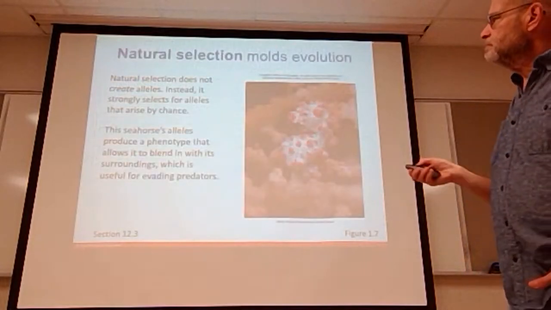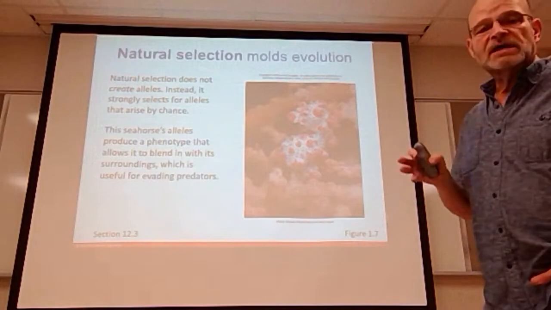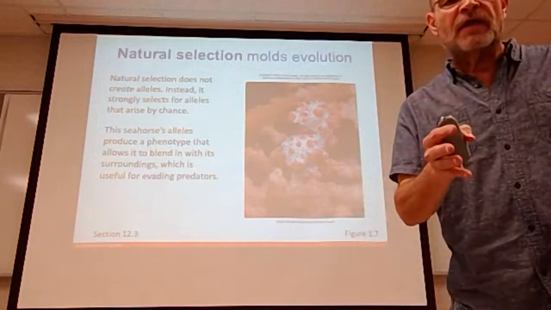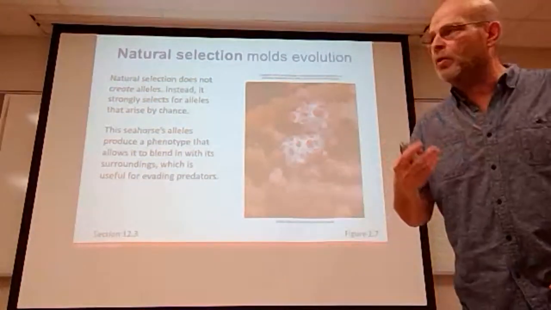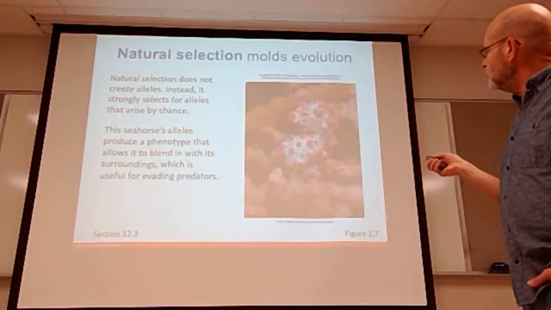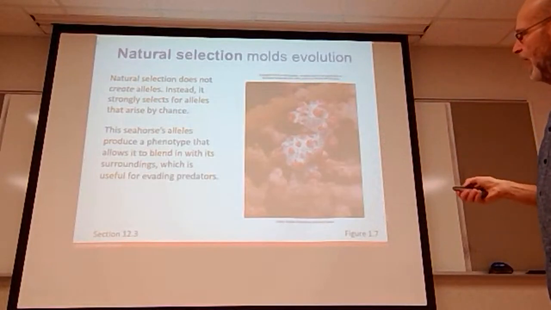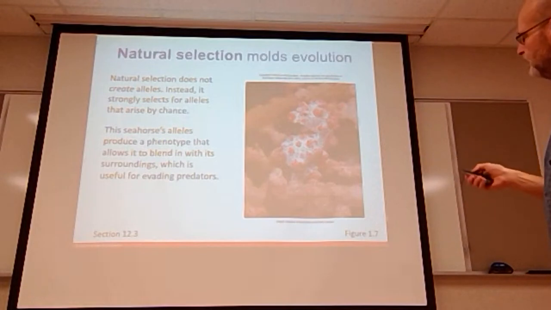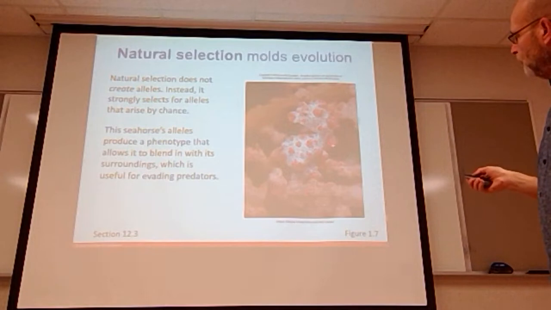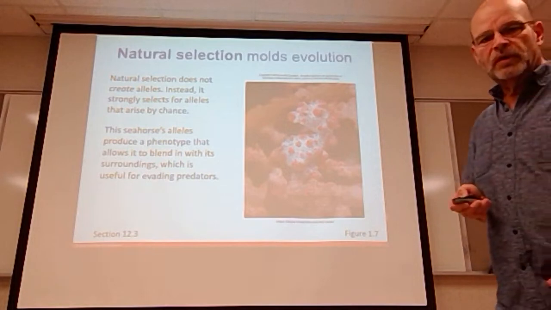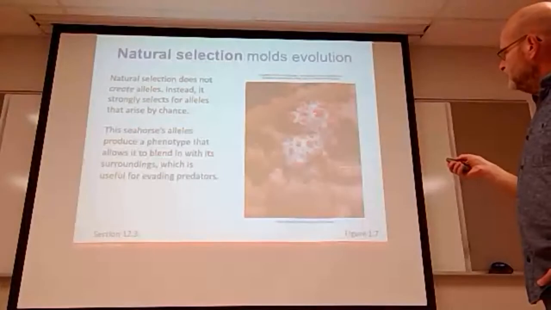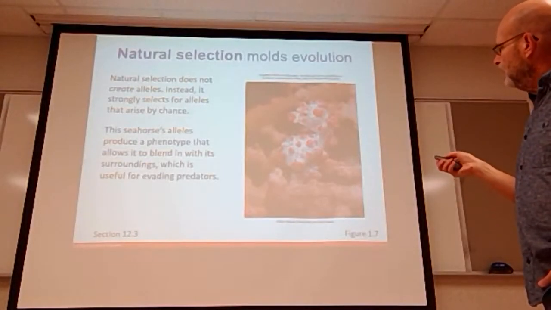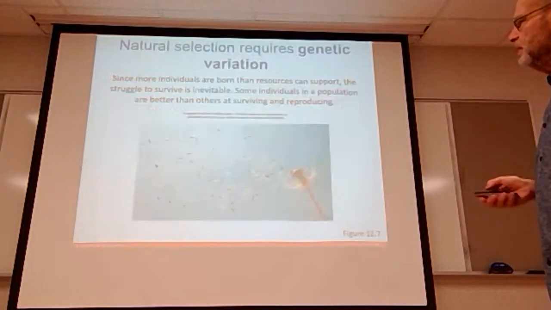Now, natural selection. Natural selection, very important, does not create alleles. It simply shuffles the concentration or the number of alleles. This seahorse right here has the alleles for a particular phenotype. It allows it to blend into its surroundings. Very useful for evading predators. We've seen this little seahorse before in a previous chapter. But this guy right here has the alleles. And as he passes them on to his offspring, they will continue to have the alleles.